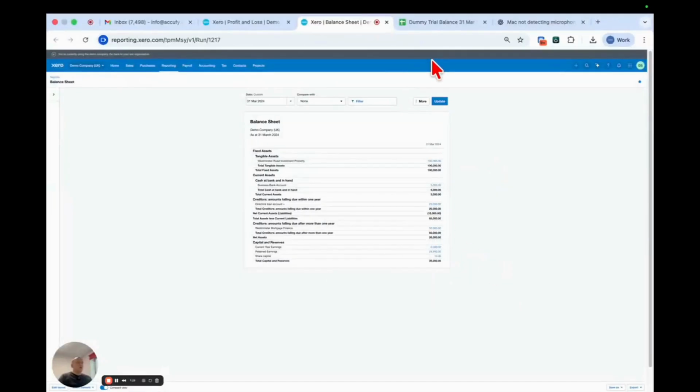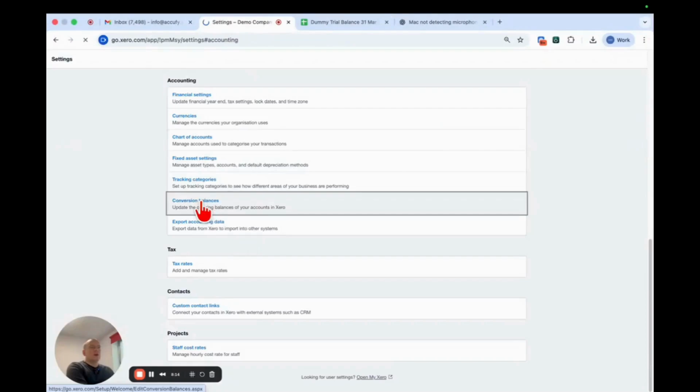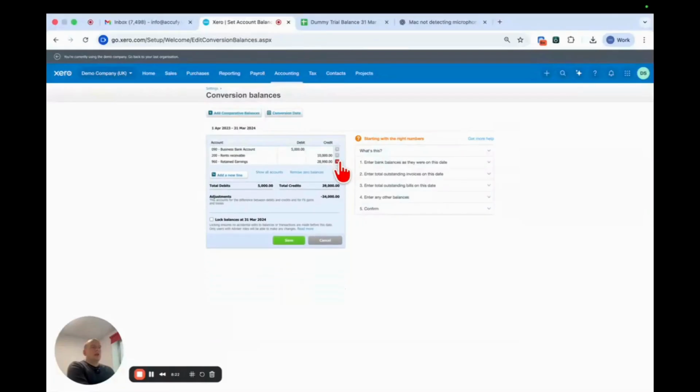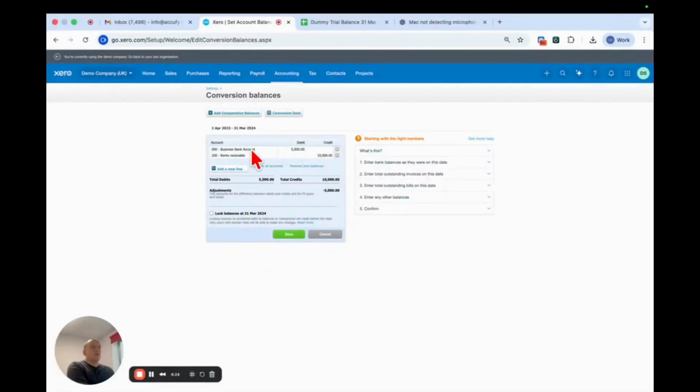So that's basically worked, and now it means we've got a clean slate. So from the 1st of April 2024, we can start to put all our figures in normally and use kind of bookkeeping. So this means we've got the correct start state. What I'll do now is I'll just show you quickly how you do it for a sole trader. Click under conversion balances. Basically we'll just delete these and show you again how to do it, but it's the same principle.